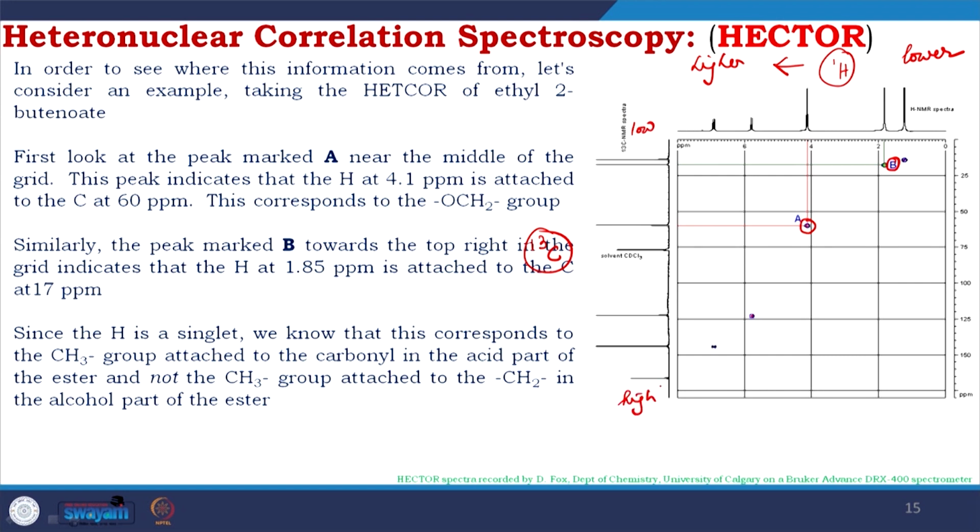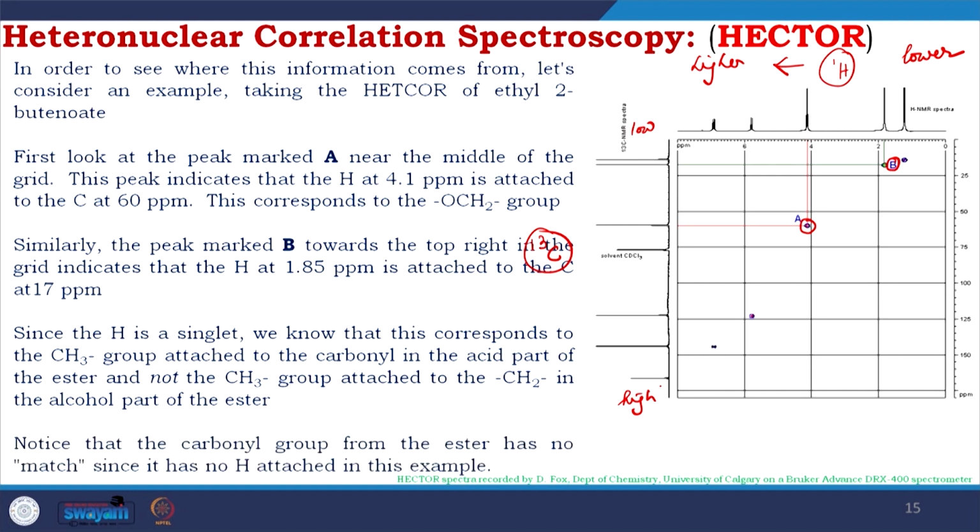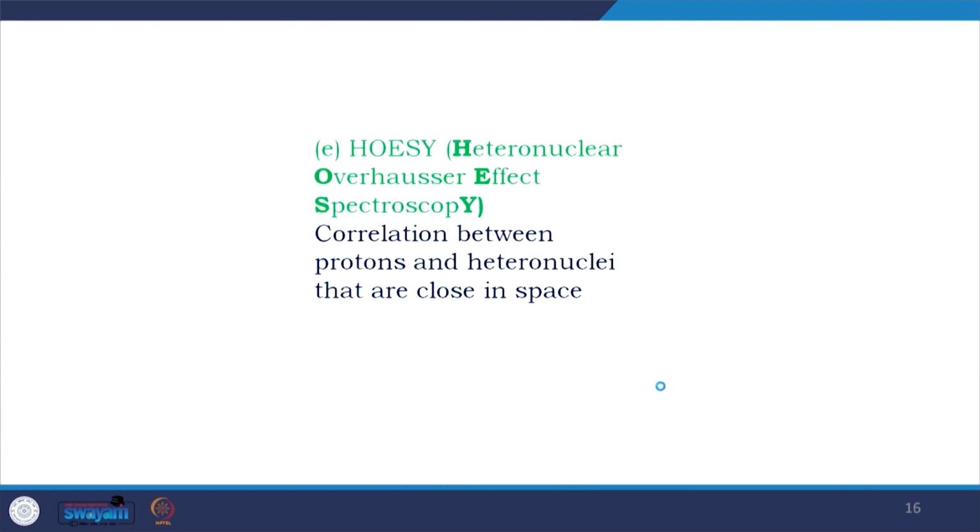Since the hydrogen is a singlet, we know that this corresponds to the CH3 group attached to the carbonyl in the acid part of the ester and not the CH3 group attached to the CH2 in the alcohol part of the ester. So, in that way it helps us to understand the relation. You could also notice that the carbonyl group from the ester has no match, since there is no hydrogen present. Another one, the last one, is HOESY, which is heteronuclear Overhauser effect spectroscopy. It makes correlation between proton and heteronuclei that are close in space, like NOESY and ROESY.